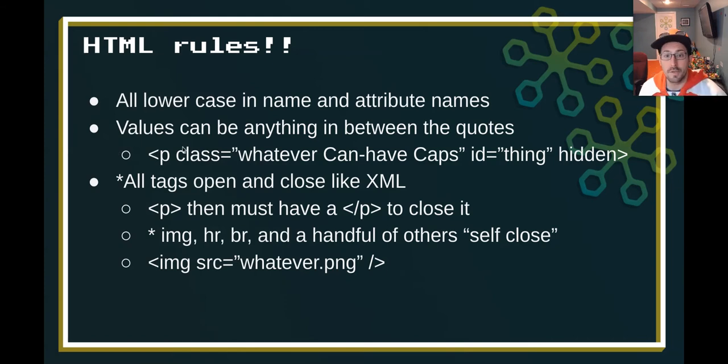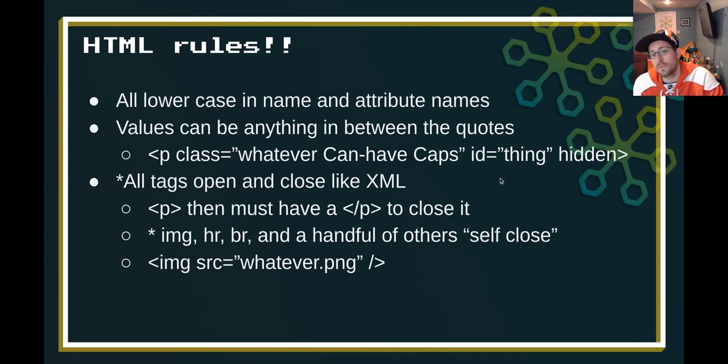Values can be anything in between the quotes. In this case, we have a paragraph tag, abbreviated as P, and then class, which is an attribute that helps provide some styling bridge to CSS. We say class equals, and whatever's in the quotes is the value of that. So I have id equals thing. You can also have Boolean, or simple true, false, yes, no style attributes. In this case, I have hidden. That could be written as hidden equals true, or hidden equals hidden in quotes, which is annoying, but those are all effectively the same evaluation.